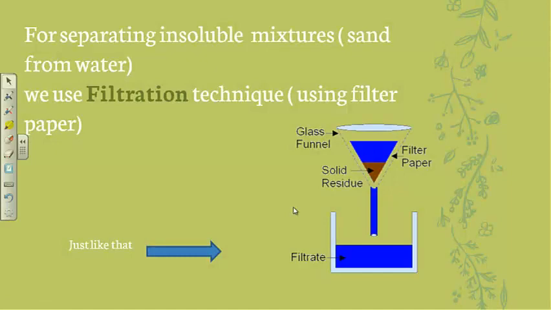For separating the insoluble mixtures like sand and water, soil and water, we just use the funnel and the filter paper. We use the filter paper in a technique or method called filtration. We use the filtration technique using the filter paper to separate the sand or the soil from the water. Water will pass through the filter paper while sand or soil will stay on the filter paper like this.